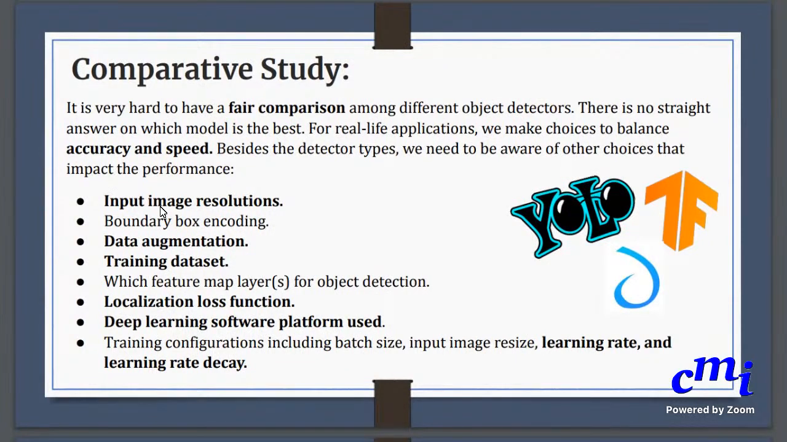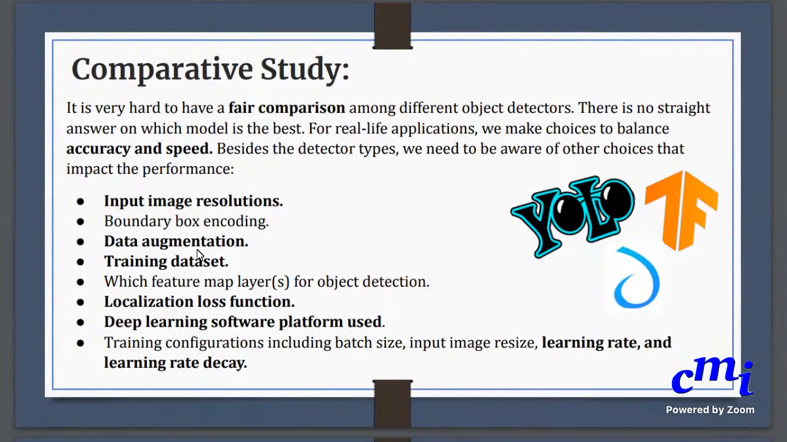Like if it's footage captured from a CCTV camera, we want our object detection model to scale well to those particular frames. In that frame, the object would be very small in size. So in that case, input image resolution is one important factor.